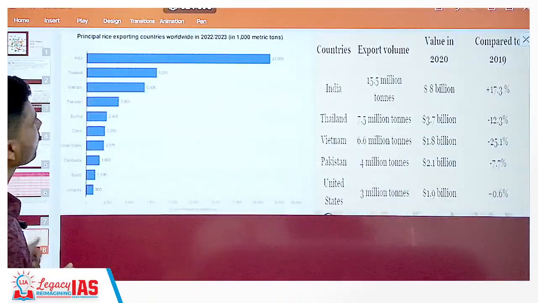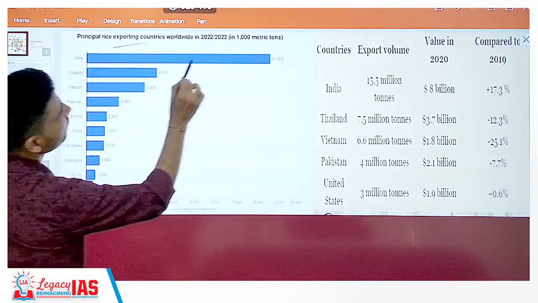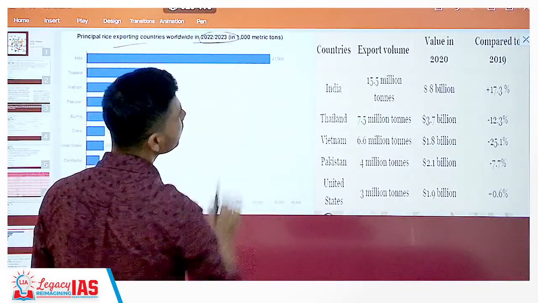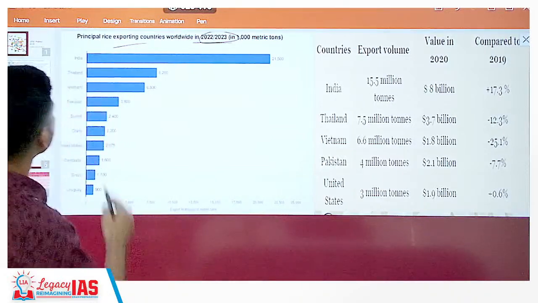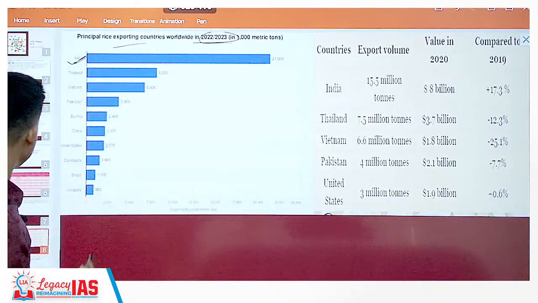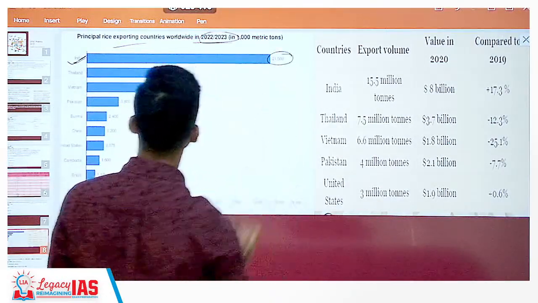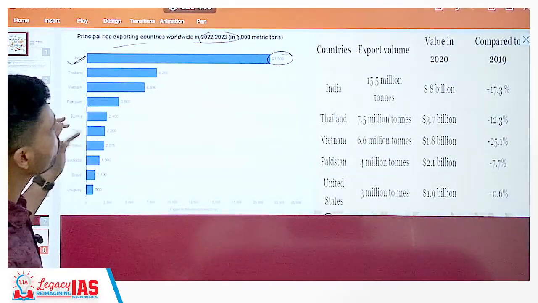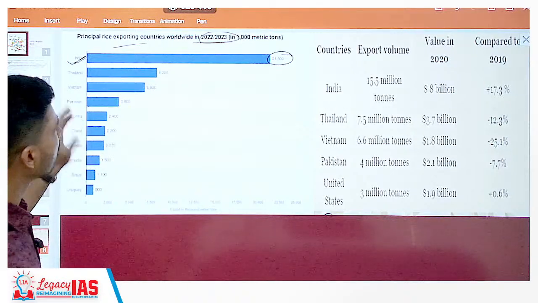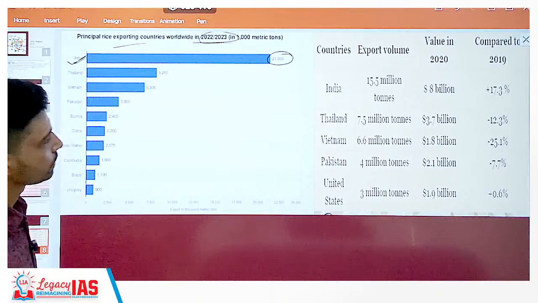If you take a look at the production and export of rice, the principal rice exporting countries worldwide in 2020-2023 in 1000 metric tons. As we can see from here, India stands at the highest number with about 21,500 metric tons of export, followed by Thailand, which is almost half of India's export. Then we have Vietnam, Pakistan, Burma and China.